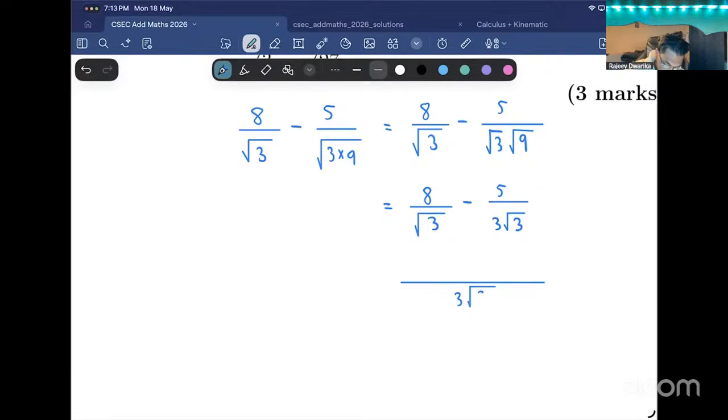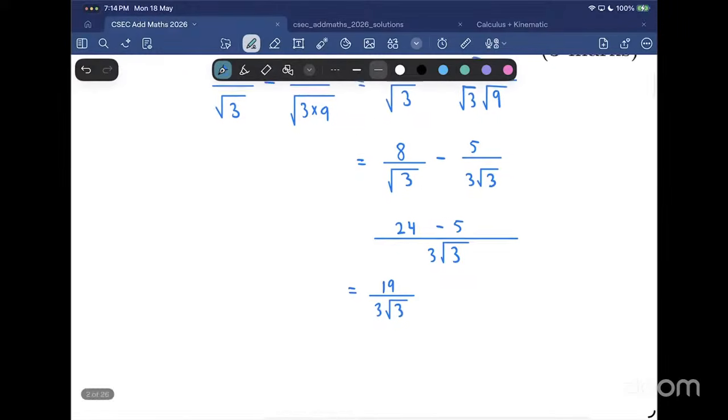Root 3 into 3 root 3 is just going to be 3, and then 8 by 3 is going to be 24. Root 3 into 3 root 3 is going to be 1, and 1 by minus 5 is minus 5. So you're going to end up with 24 minus 5, which is 19, all over 3 root 3. Is this the final answer, though? So, is that the final answer?